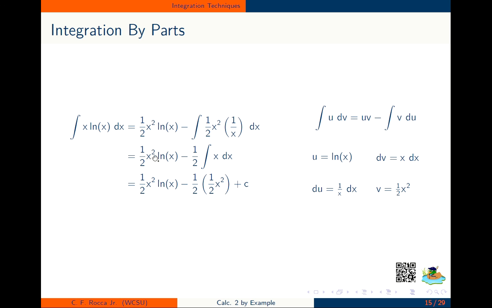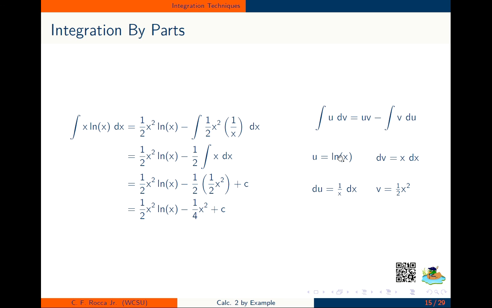So the 1/2 x squared natural log of x has already been integrated, so I just copy that down. The integral of x is 1/2 x squared. And then I put down my plus c because this is an indefinite integral. 1/2 times 1/2 is 1/4, and so there is my indefinite integral for x natural log of x. And this was done using integration by parts, which is really reversing the product rule from Calculus 1.